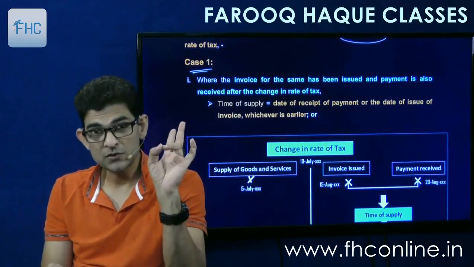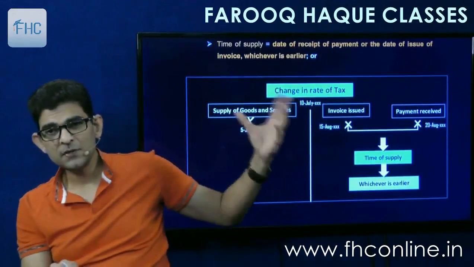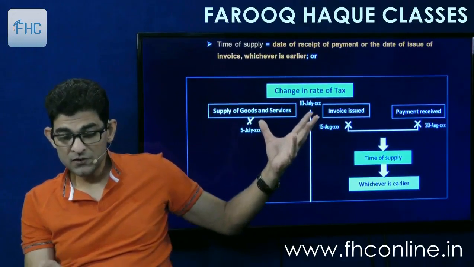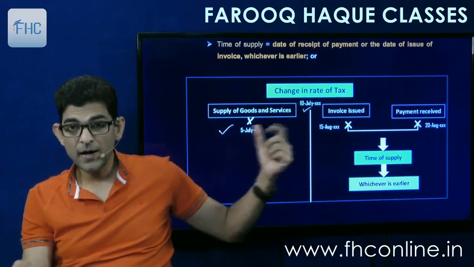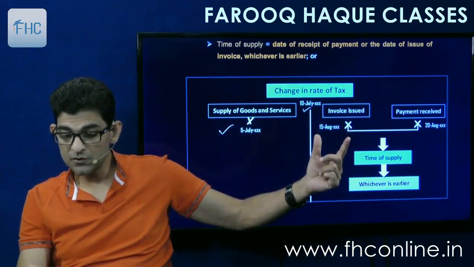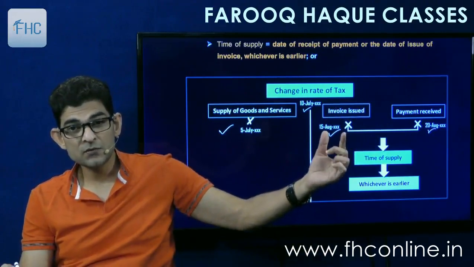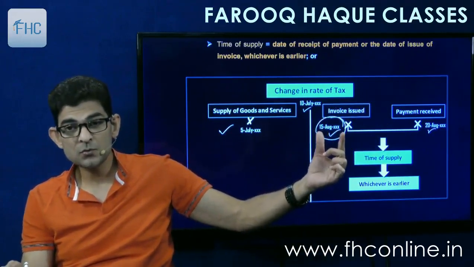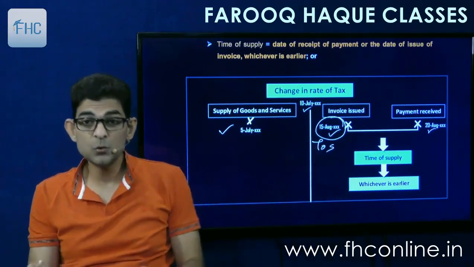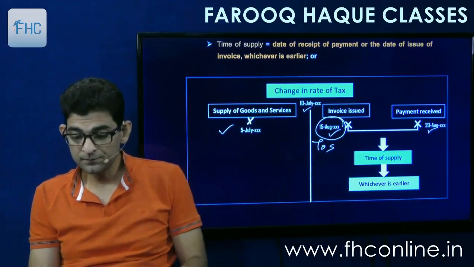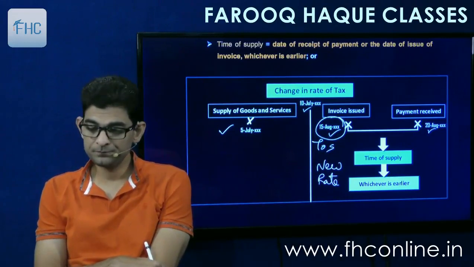In that there are three situations. So case 1, case 2 and case 3. So case 1, I can explain through this diagram itself. The change is on say 10 July, supplies before say on 5th July, and invoice is made on 15th August, payment is received on 20th August. So if both are afterwards, still you take whichever is earlier. So whichever is earlier will be 15th of August. So this will become time of supply. And if this is time of supply, which rate will you apply, the old or the new? The new one.